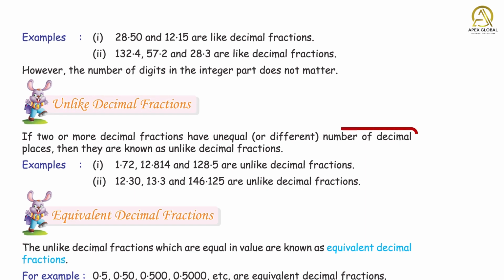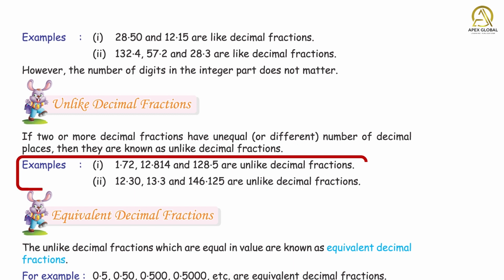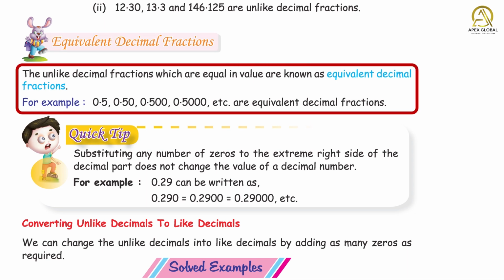Unlike decimal fractions: if two or more decimal fractions have an unequal or different number of decimal places, they are known as unlike decimal fractions. Example 1: 1.72, 12.814 and 128.5 are unlike decimal fractions. Example 2: 12.30, 13.3 and 146.125 are unlike decimal fractions. Equivalent decimal fractions: unlike decimal fractions which are equal in value are known as equivalent decimal fractions. For example, 0.5, 0.50, 0.500, 0.5000, etc. are equivalent decimal fractions.